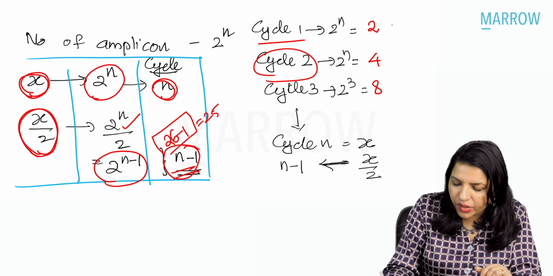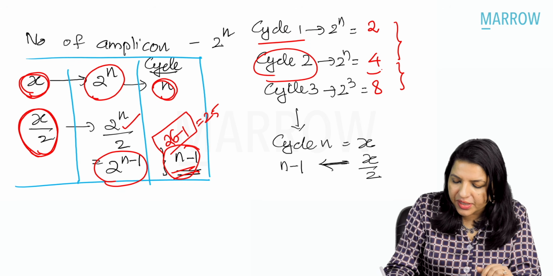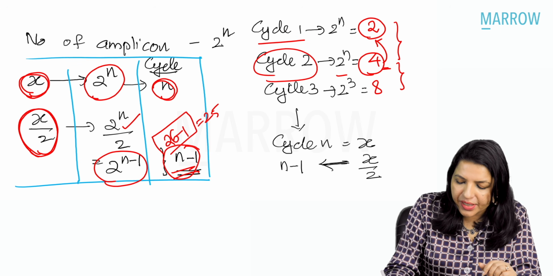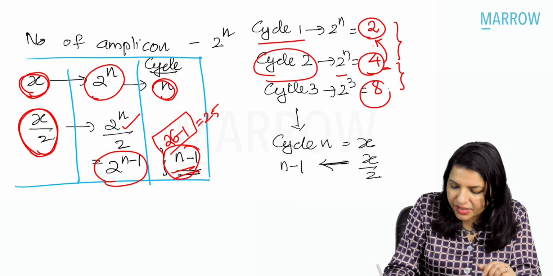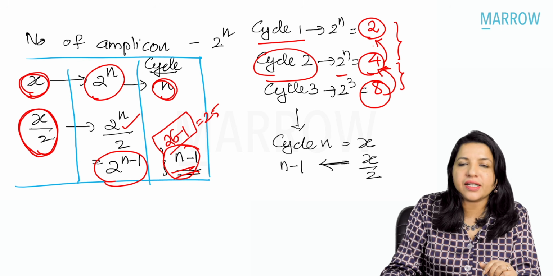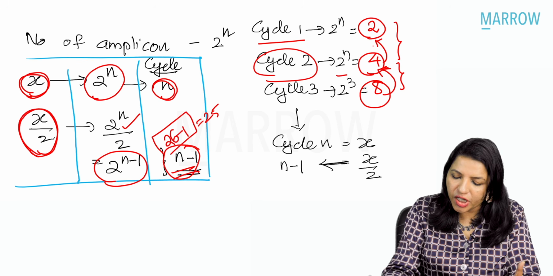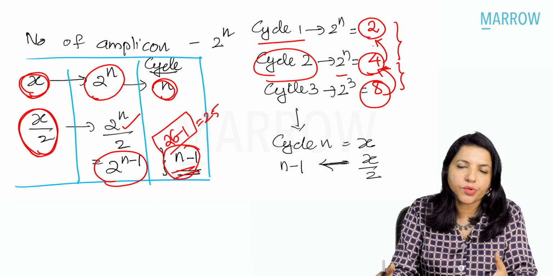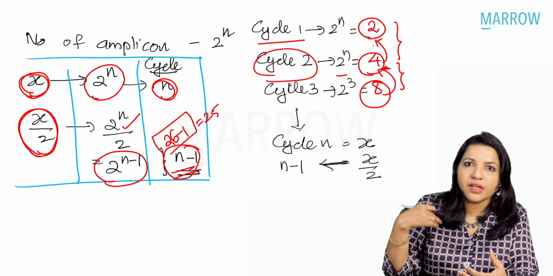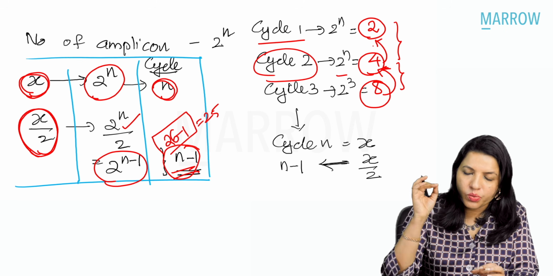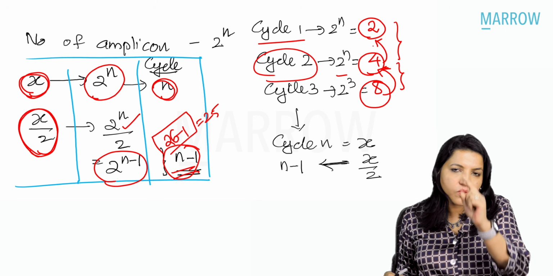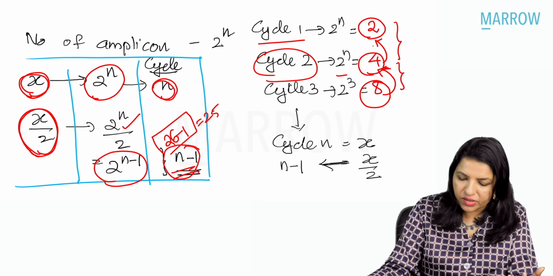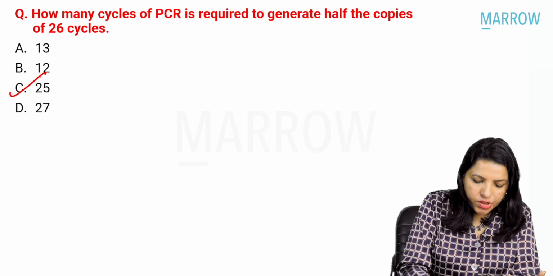So just see the relationship between all these things. If this is the second cycle, the first cycle has half its number. If this is the third cycle, the just prior cycle has half its number. So 2, 4, 8 is going in geometric progression. 2 to the power of n is exponential progression, which means that half the number is just one cycle before. So the answer here is definitely 25.